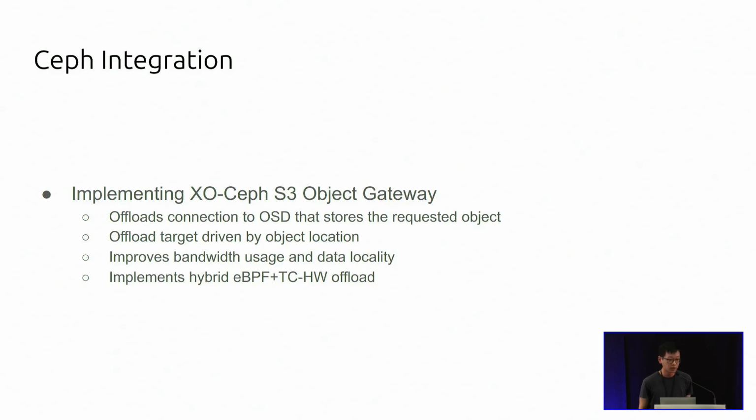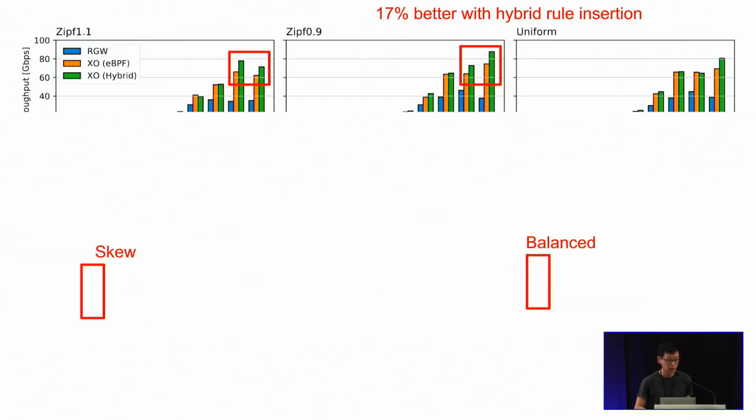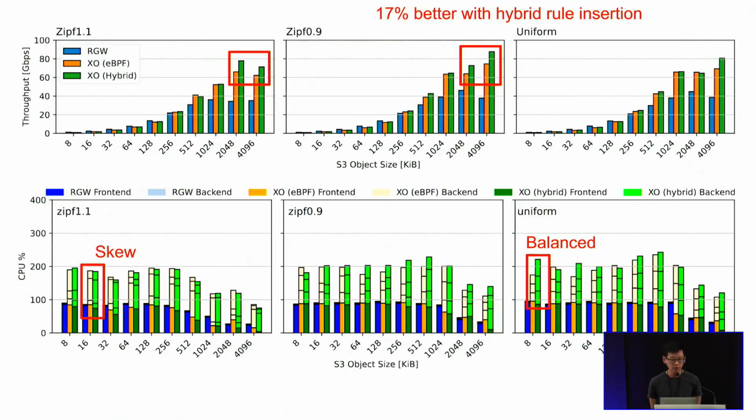By doing this, we are able to improve bandwidth usage and data locality, because the data is handed back to the client directly from the place where it is stored rather than being relayed through the front end. In this case, we also implemented our hybrid eBPF and TC hardware offloading approach. And this is the result.